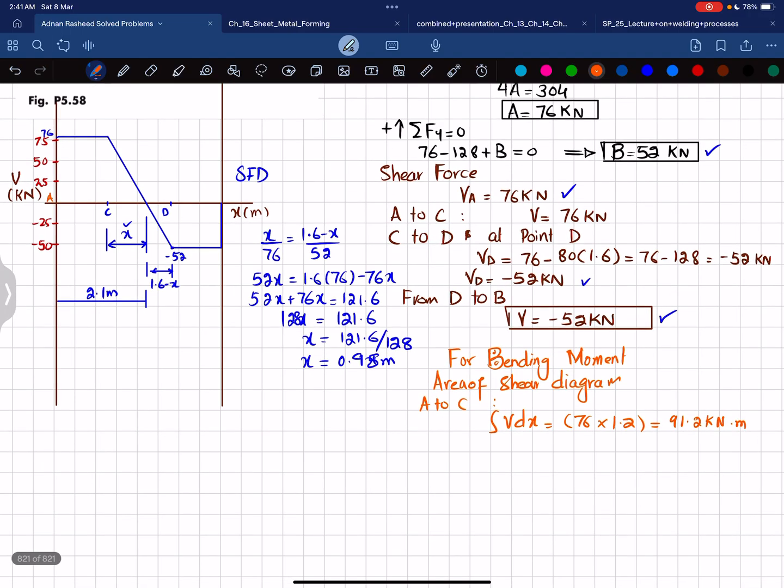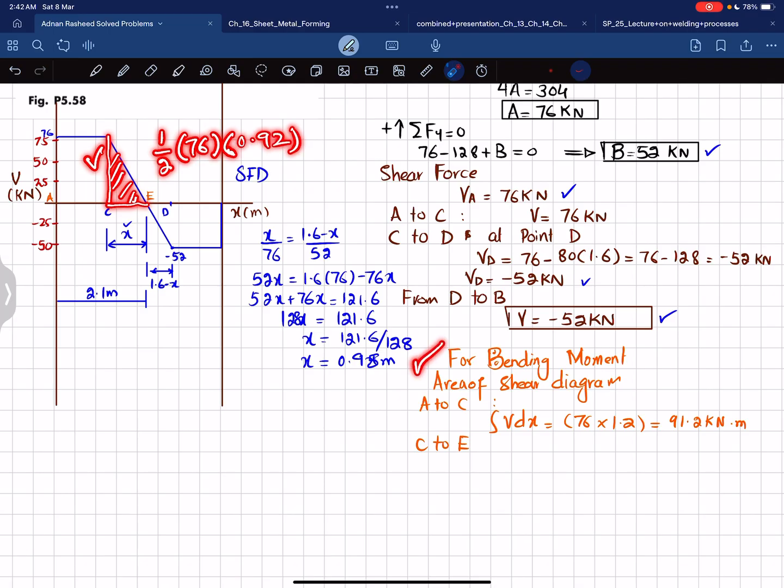Now from C to A, first we will calculate this area from C to E, and let this point be E, where shear force is equal to 0. So from C to E, this is the area under the shear force diagram, and you can see this is a triangle. So its area will be 1 over 2, this height, which is 76, multiplied by this x, which is 0.95. This is the value of x.